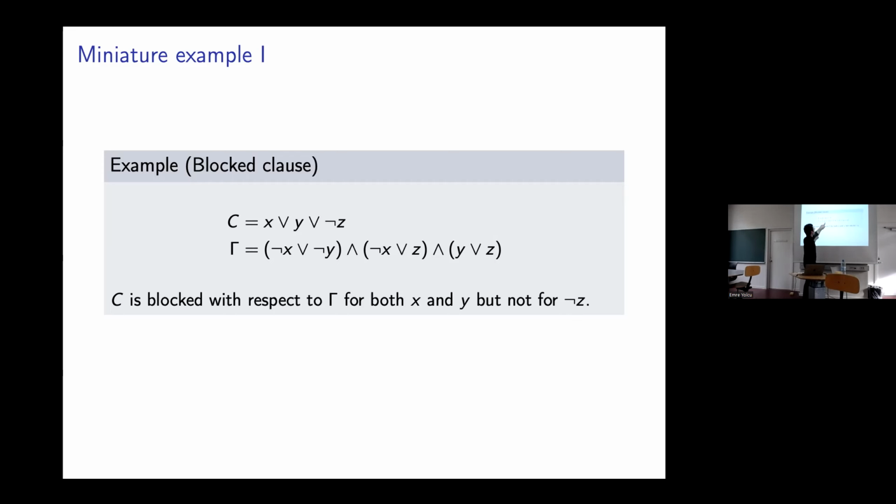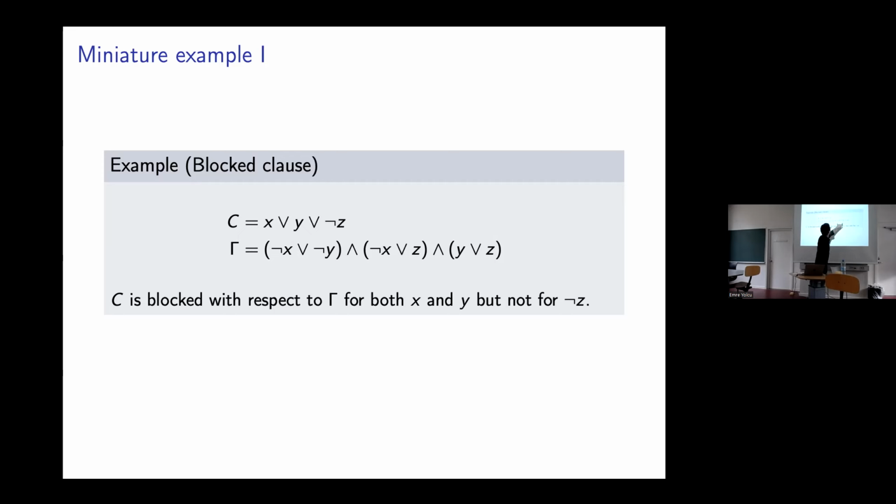So I'm saying it's blocked for X, and the way you see this is you look at the clauses containing not X, and there are two. You look at the resolvent, which is you take this clause and this clause, remove X from this, remove not X from this, and look at the clause that you get out of these three literals, which is tautological in that it has Y and not Y simultaneously. And similarly for this one, you get Y, Z, and not Z. So this is also tautological, but it's not blocked for not Z.